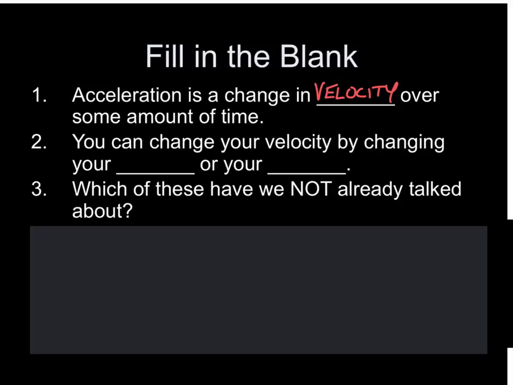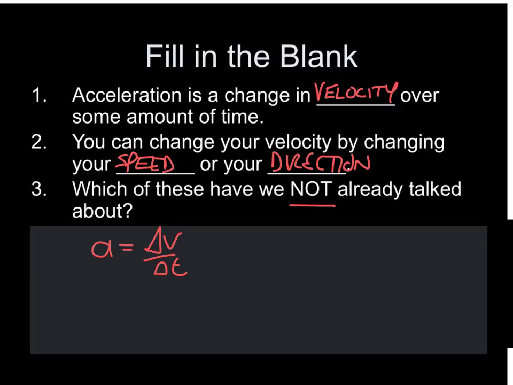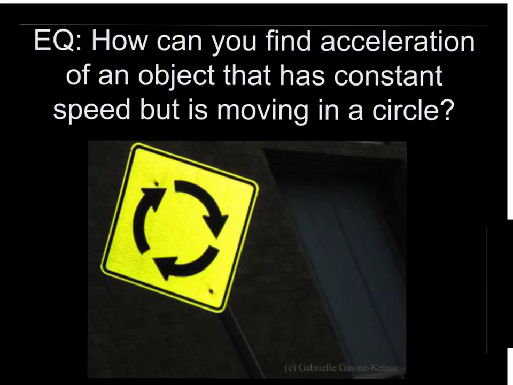You can change your velocity by doing one of two things. You could change your speed or your direction. We've talked about changing speed: acceleration equals delta v over delta t, and you're getting faster or slower to accelerate. But we haven't talked about changing direction yet, so that's what we're going to talk about today. In this lesson, we'll talk about how you can find the acceleration of an object that has constant speed but is moving in a circle.